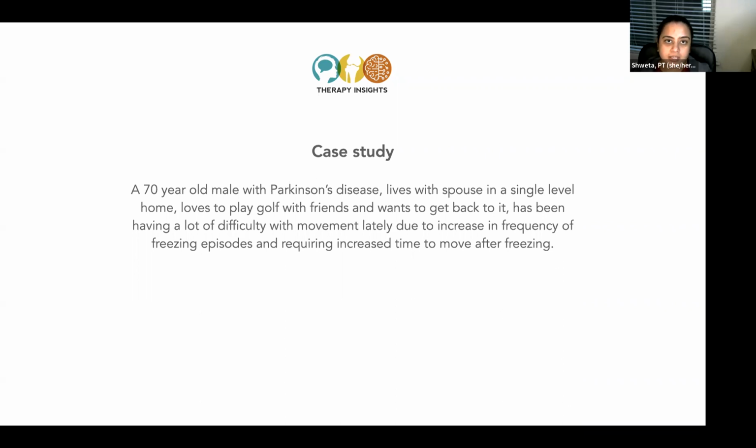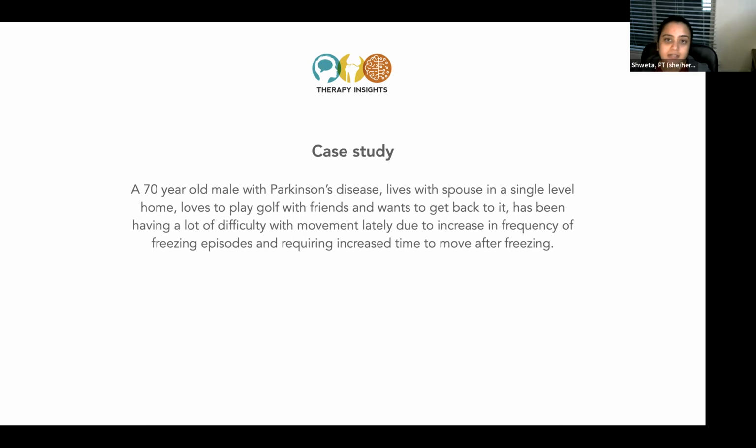So the case that we're going to be talking about today is loosely based on a patient that I was working with until recently. A 70-year-old male with Parkinson's disease, living with his spouse in a single-level home, loves to play golf with friends and wants to get back to it. He has been having a lot of difficulty with movement because of an increase in his frequency of freezing episodes, and he's requiring increased time to move after freezing.